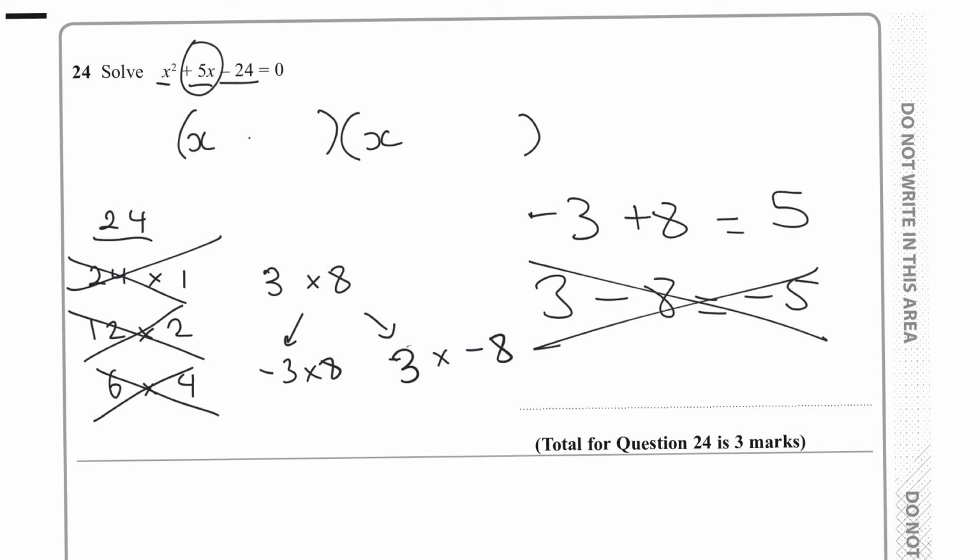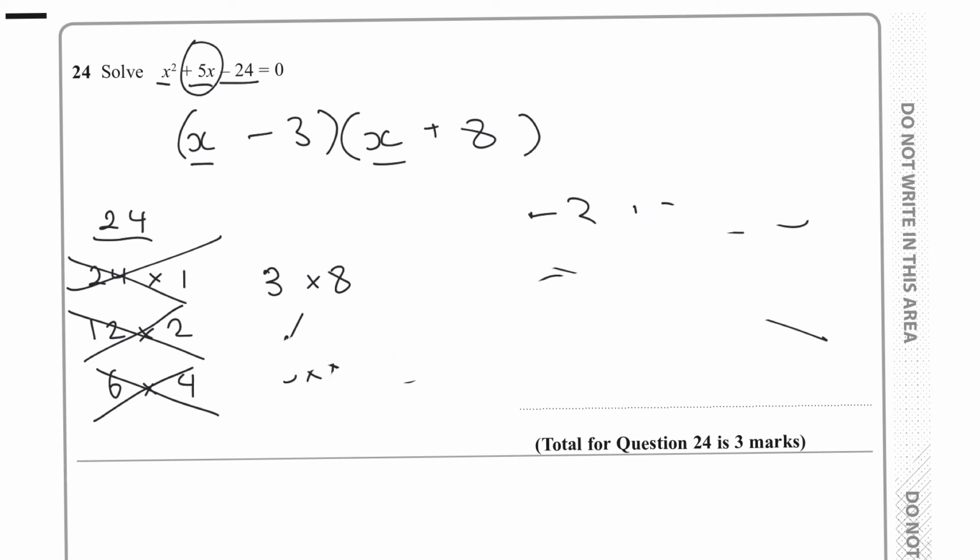So it's going to be minus 3 in one bracket and plus 8 in the other bracket. It doesn't matter which one you put it in, purely because both start with x's. If it was a case where one of the brackets had 2x and the other one had x, then yes, it definitely matters which order you put it in.